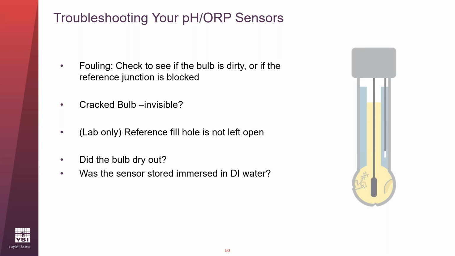Was the probe stored immersed in DI water? This does the same thing as drying the probe out. DI water is really hungry for ions and it will ruin the outside surface of the bulb if you leave it in there to soak.